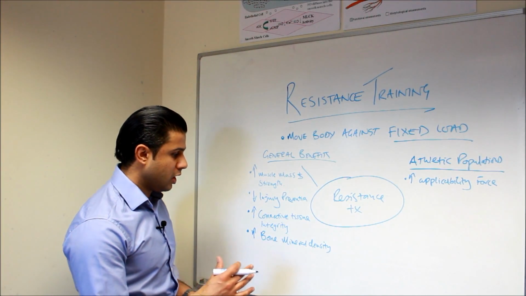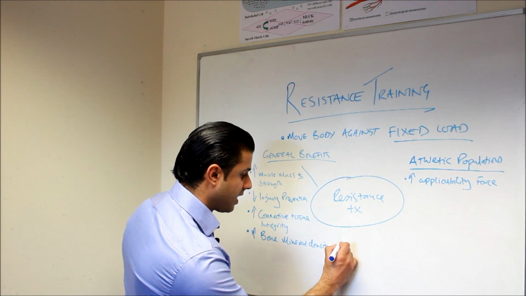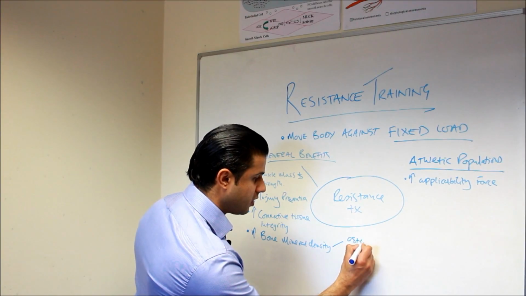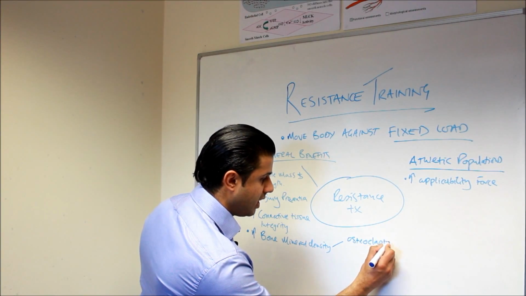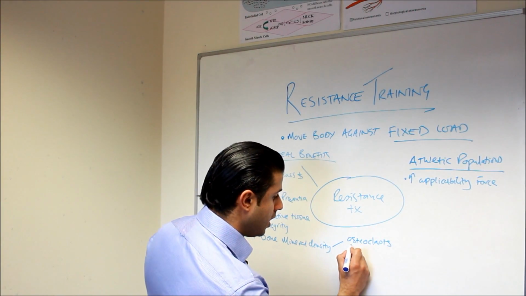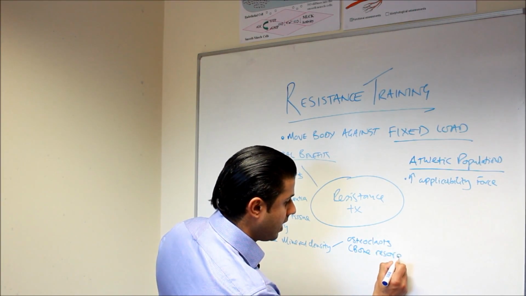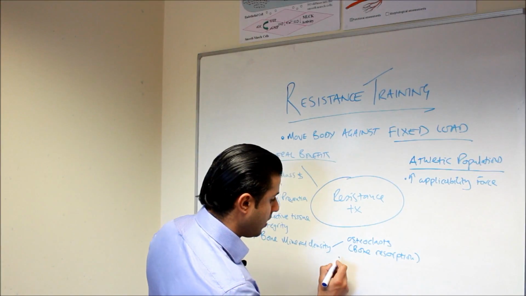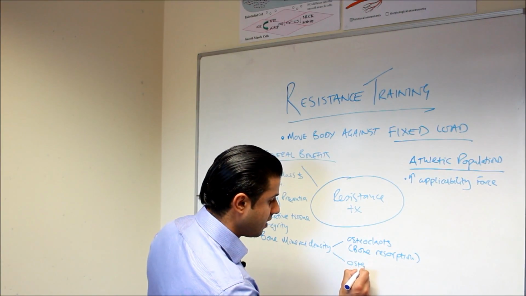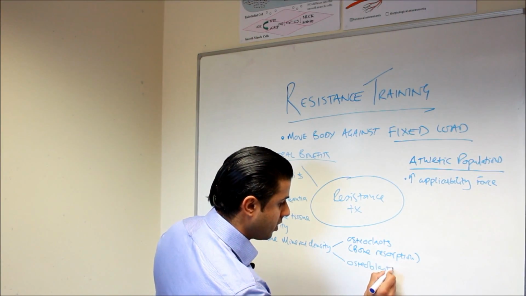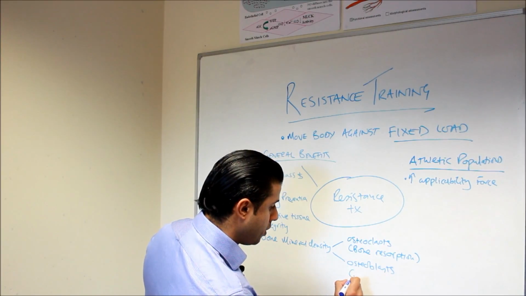Now, estrogen normally inhibits the activity of cells called osteoclasts. Osteoclasts are involved in bone resorption. And conversely, we have osteoblasts, which are involved in bone deposition.